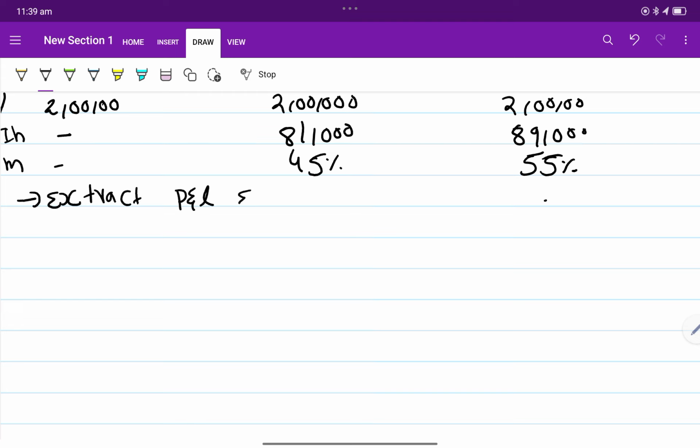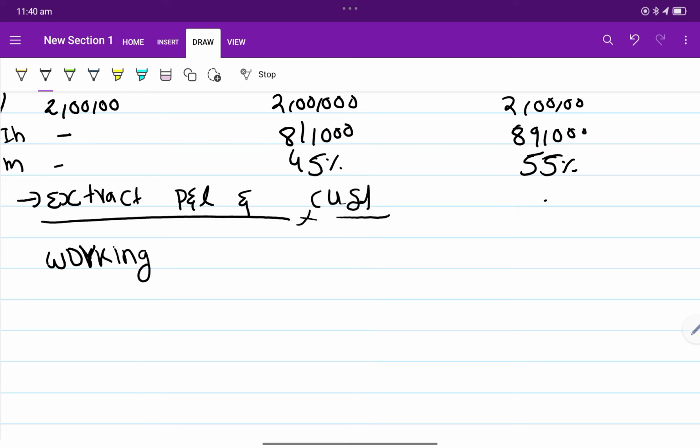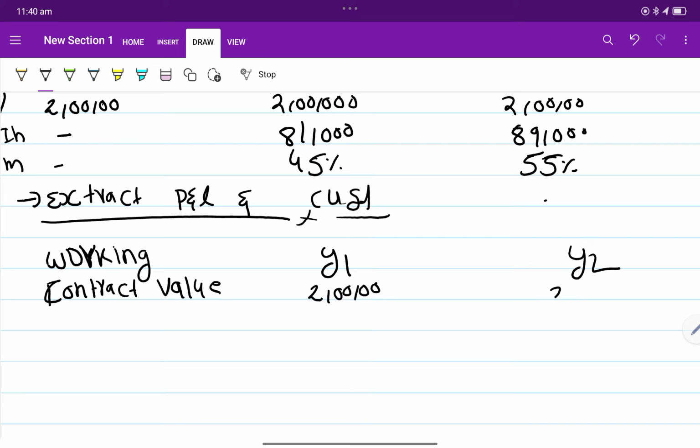P&L and customer account. Before going to the extract, first let us do a working note regarding the calculation of the profit and loss account. Year 1, year 2. What is the contract value? 2 lakh rupees. The second year also 2 lakh rupees. Next, what is the percentage of completion? 45%, 55%.